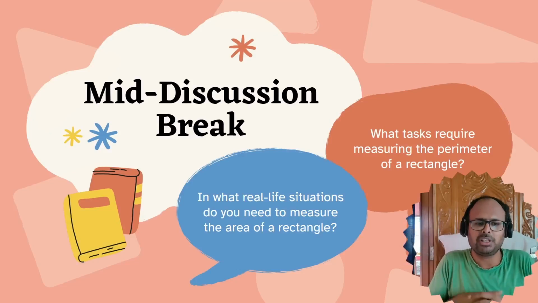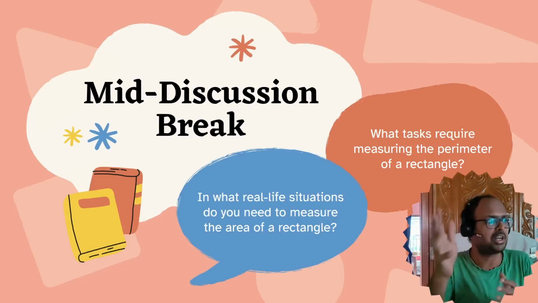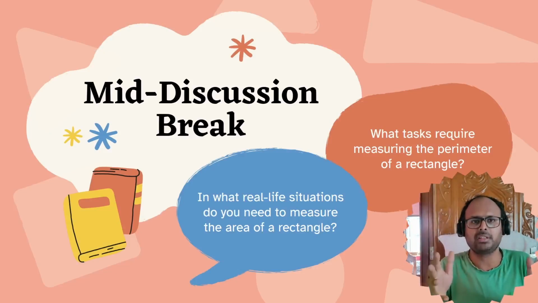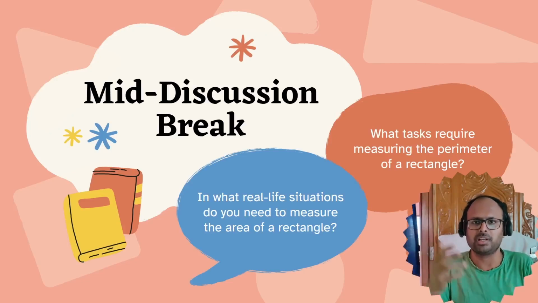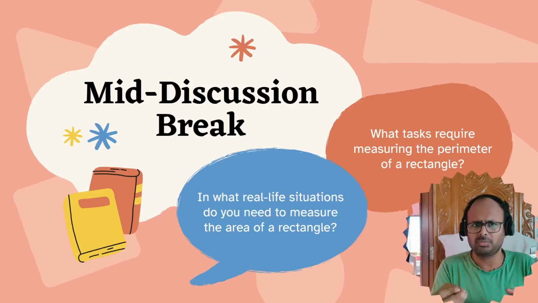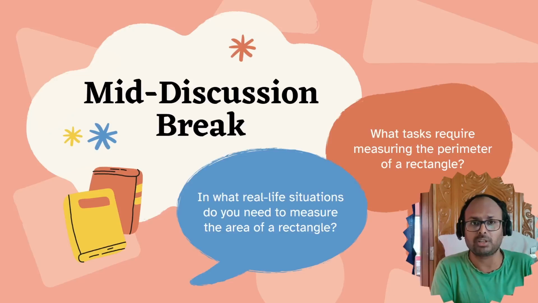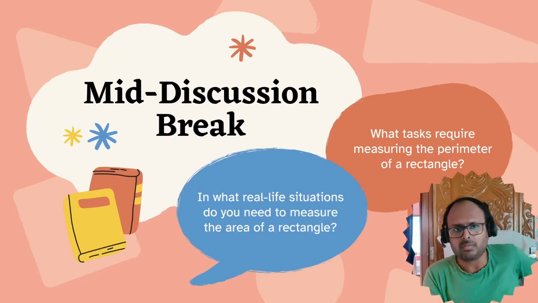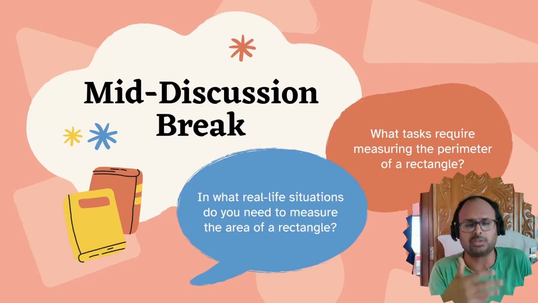Okay, now it's a mid-discussion break. You need to think about different scenarios and find different real life examples where we see rectangles. I can give you some examples like a door, a window, then your bed. You can see rectangles are available there. So you need to find the area and perimeter of those rectangles, and why we need to find them. You need to think on that.